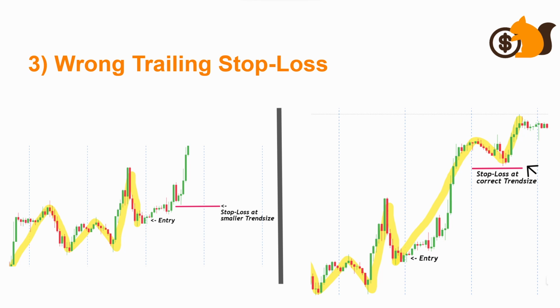Look at the left-hand chart. You entered your trade during a pullback in a bull trend. A bit later the market pulled back, so you used the low of the pullback as a place for your stop loss. But is this pullback part of the trend that you want to trade? I would say no. In my opinion, it's part of a smaller trend.